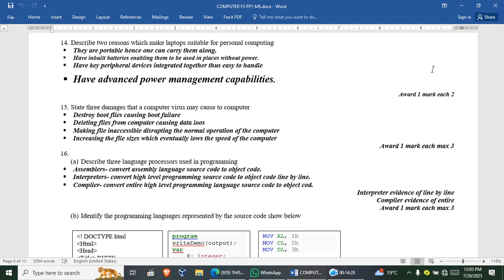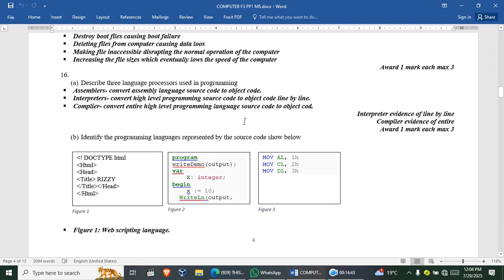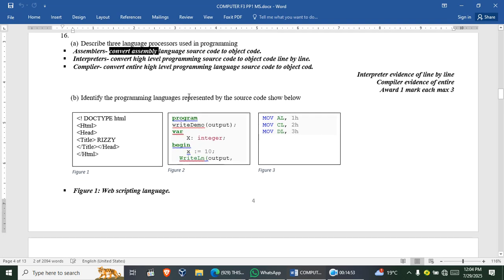A compiler is a translator or language processor that converts the entire high-level programming language source code to object code. Remember, object code means machine-readable format. So here the examiner will mark the keywords: source code, assembly language, high-level language.